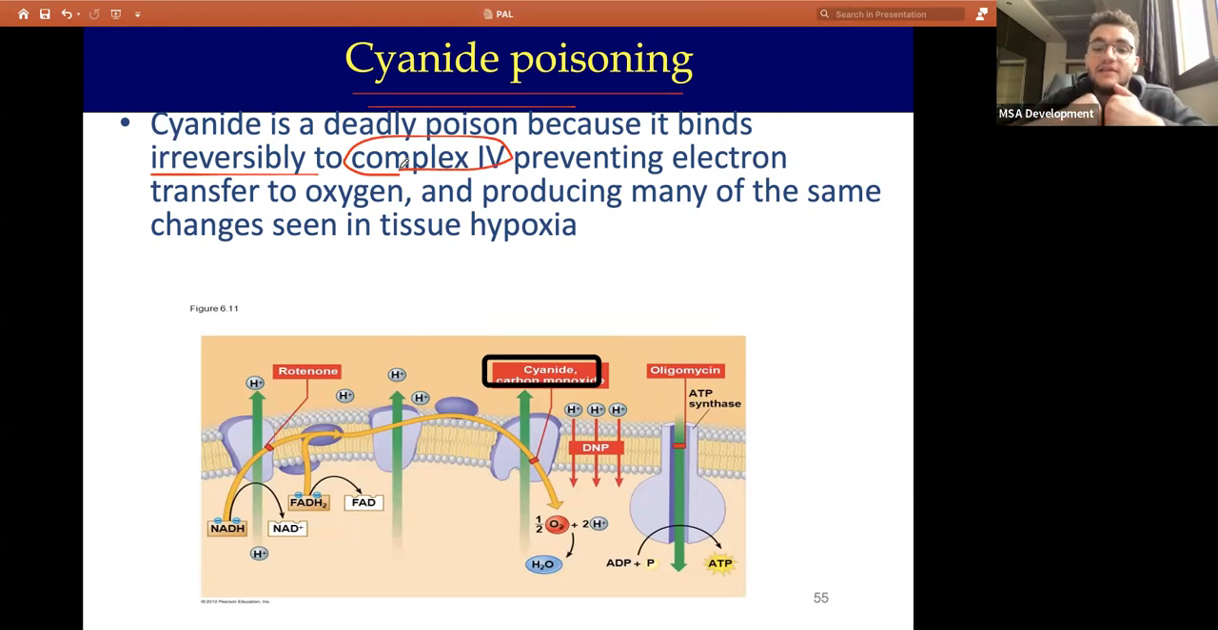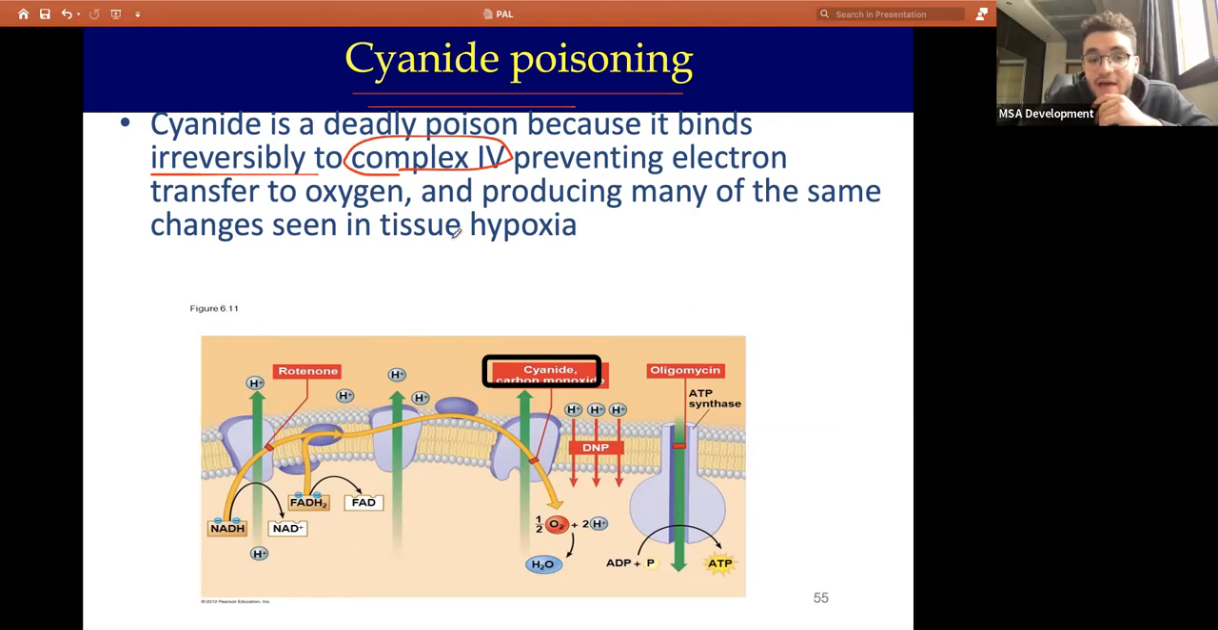When it binds tightly to complex number 4, it prevents the electron transfer. What is the main job of complex number 4? The main job of complex number 4 is that it gives an electron to the oxygen, so that the oxygen can accept that electron and form water. So if complex number 4 is inhibited, the electron will not be transferred to oxygen, and this is how you're basically not using oxygen, right?